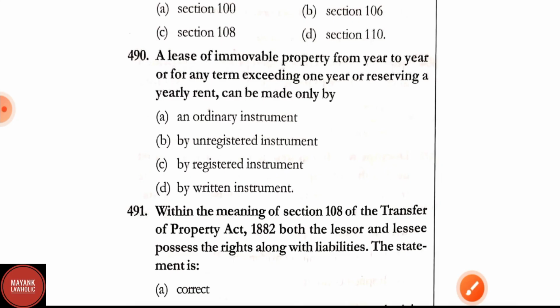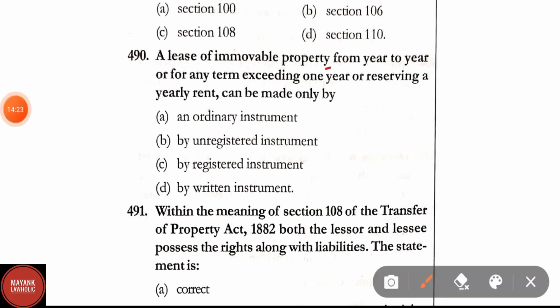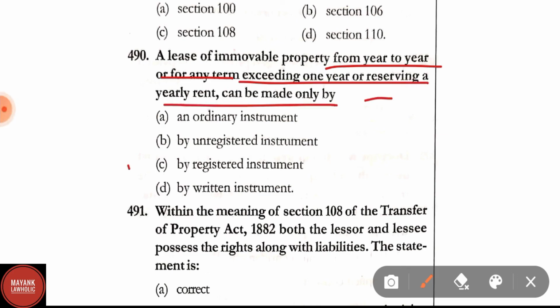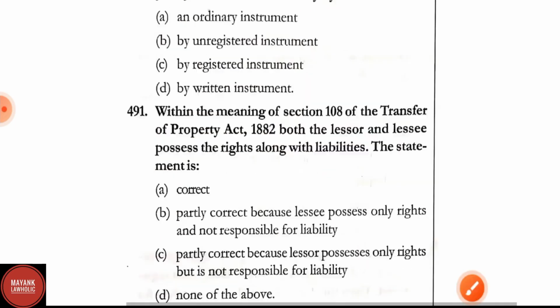Question number 490. A lease of immovable property from year to year, or for any term exceeding 1 year, or reserving a yearly rent can be made only by an ordinary instrument, by unregistered instrument, by registered instrument, by written instrument. Here correct answer is option C, that is by registered instrument.